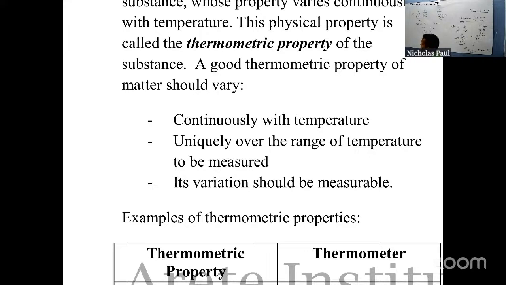It has to vary with temperature continuously and it has to be measurable. Those are the two most important things. That's why they chose mercury. A little heat and you'll be able to measure the variation. Okay with that? So that's the principle behind thermometric property. Let's take a look at a few examples.